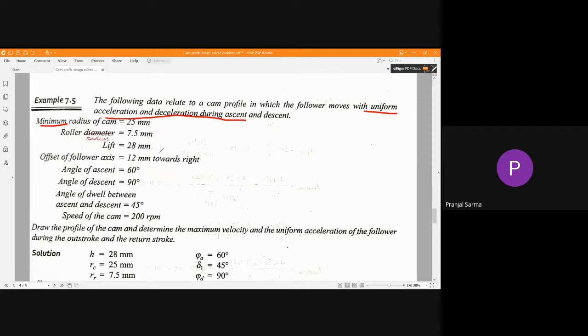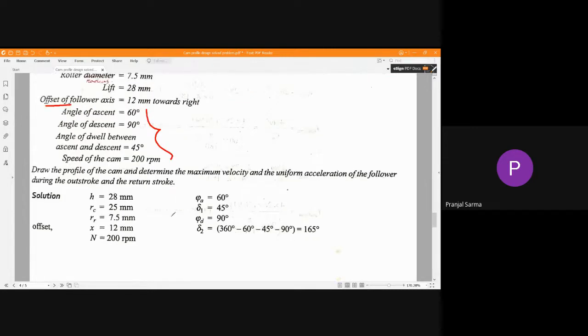Then lift is given and the offset of the follower axis is given 12 mm towards right. That means you understand that now it is not inline, it is an offset type of cam and follower arrangement. And after that the ascent stroke angle, descent stroke angle, etc. are given, and speed of cam also is given. You have to draw the profile and find out the maximum velocity, etc., during both the strokes.